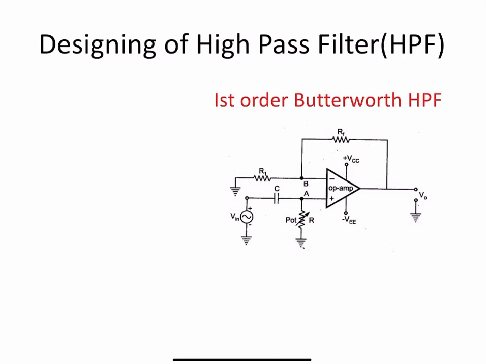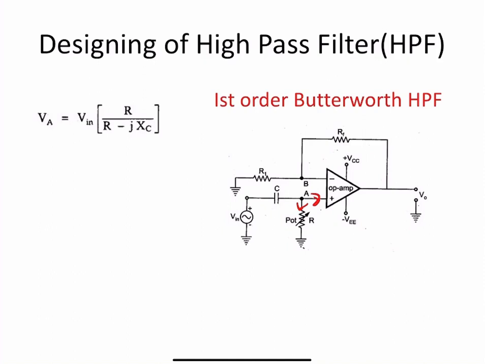This is for the analysis. Analysis means you have to find V0 by Vin, the gain of this filter circuit. To get the gain, find the voltage VA first, which will be the voltage across the resistor. The input voltage signal Vin is divided at node A into two parts. Current does not flow into the input terminals of the op-amp due to its high input impedance. Therefore, all current would flow through the resistance R.